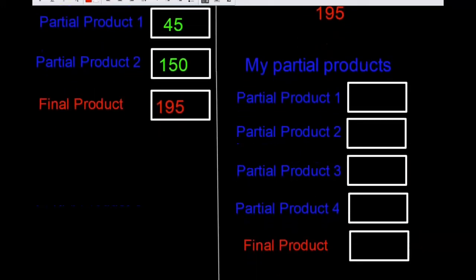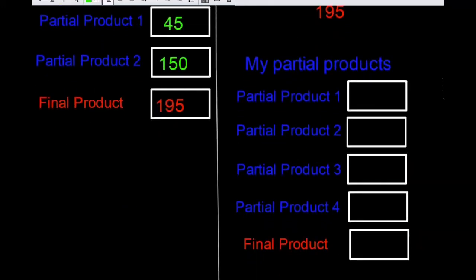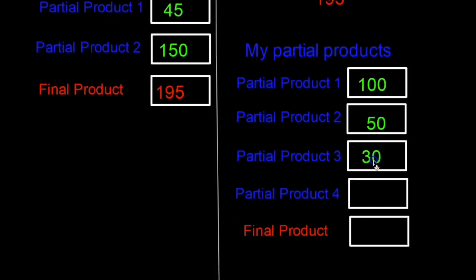The 4 partial products in the area model are 100, 50, 30, 15, with that same final product of 195.